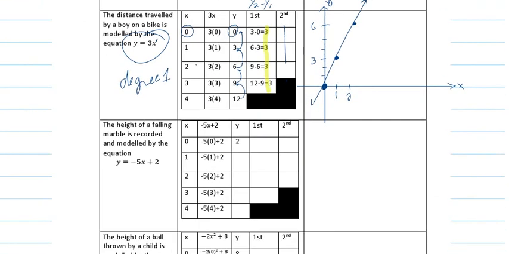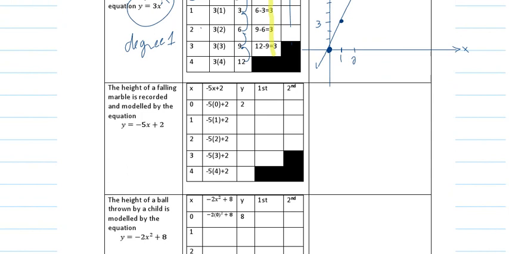Let's look at the second example. I have the height of a falling marble, recorded and modeled by the equation y equals negative 5x plus 2. Looking at this, I can say it's degree 1 because the x has no number on top of it, which means degree 1. So I know it's going to be linear just by looking at the equation. But if I have a table of values, I'm going to have to test it, and then graph.